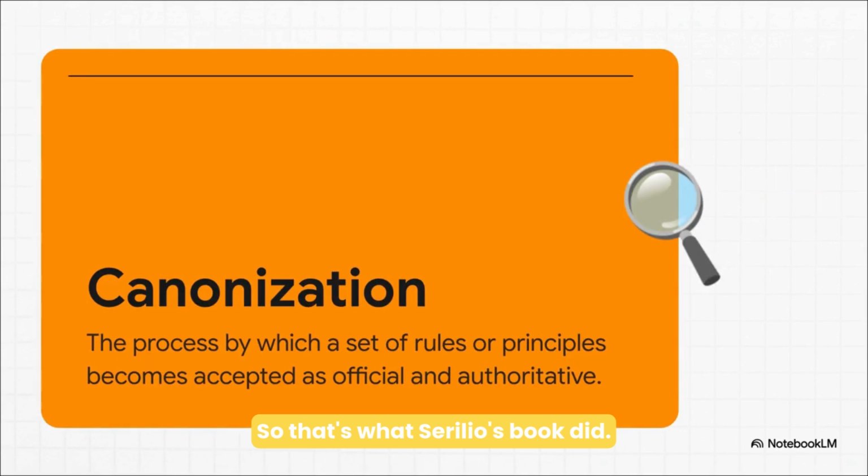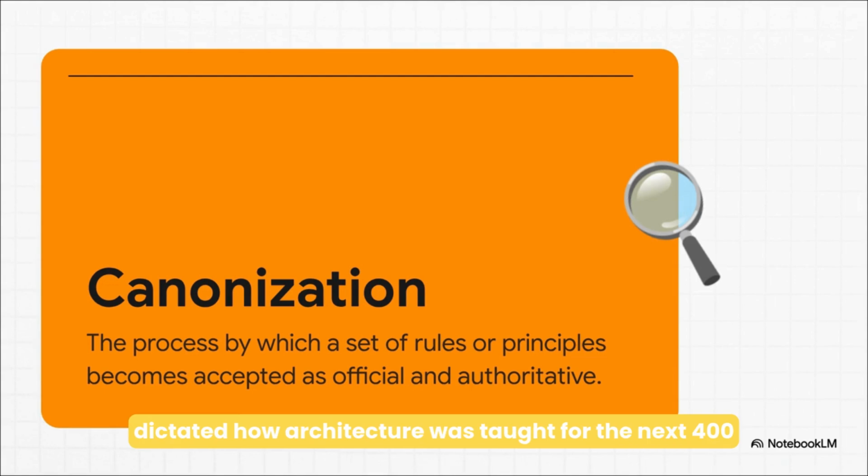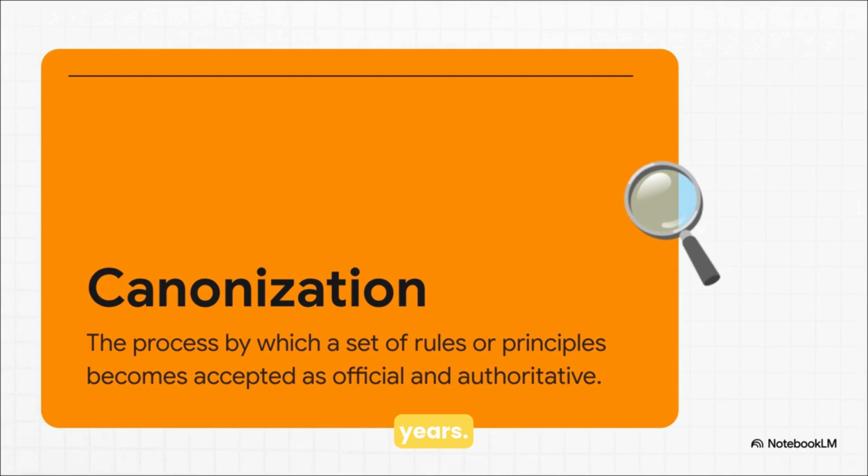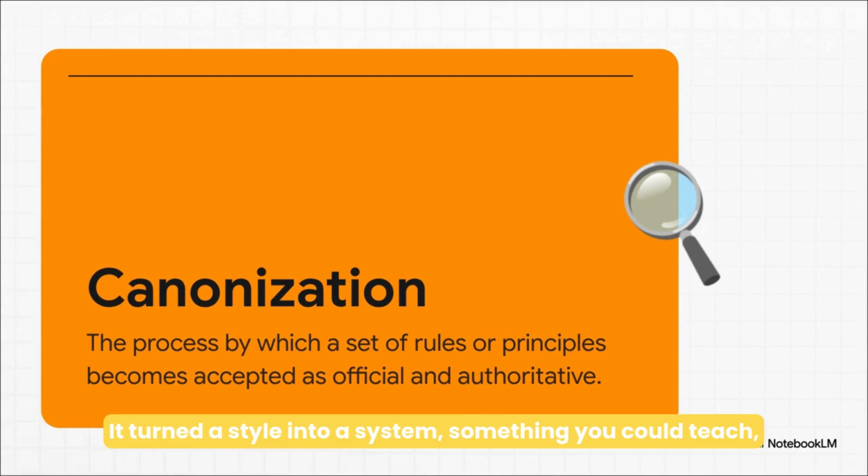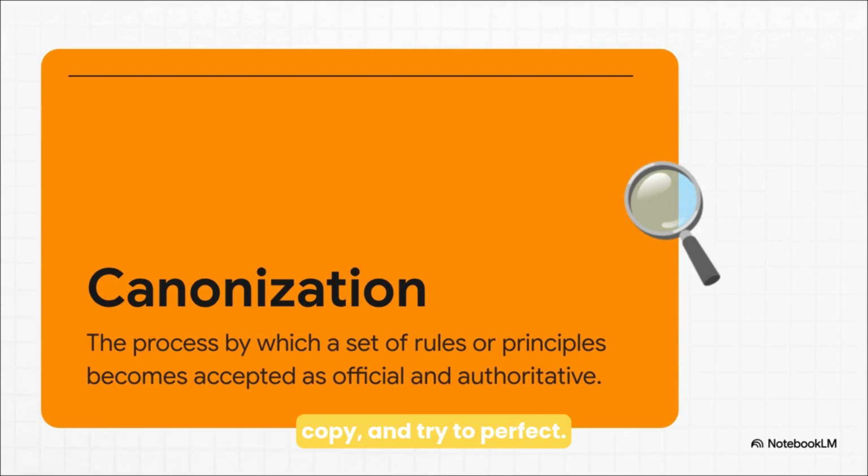So that's what Serlio's book did. It created the canon. It wasn't just a book of cool ideas, it became the authoritative guide. It was so influential that it basically dictated how architecture was taught for the next 400 years. It turned a style into a system, something you could teach, copy, and try to perfect.